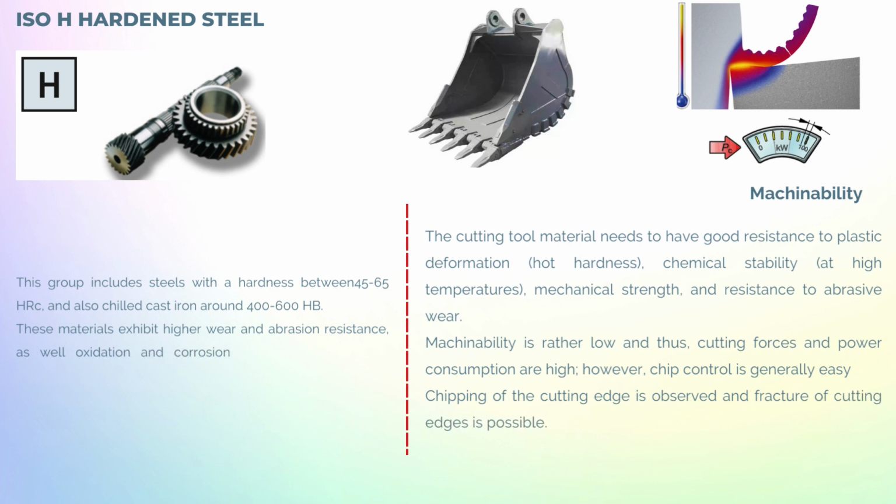These materials exhibit higher wear and abrasion resistance, as well as oxidation and corrosion resistance, than ISO P materials, but with lower thermal conductivity. The appropriate cutting tool materials should exhibit high hot hardness and chemical stability, apart from strength, requirements which are met by few materials, such as PCBN, whereas ceramic or cemented carbide tools can also be used in certain cases. Low-medium depth of cut and feed is recommended when machining ISO H materials, and the use of coolant is also suggested.